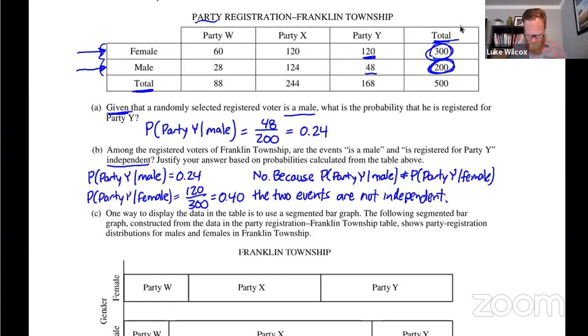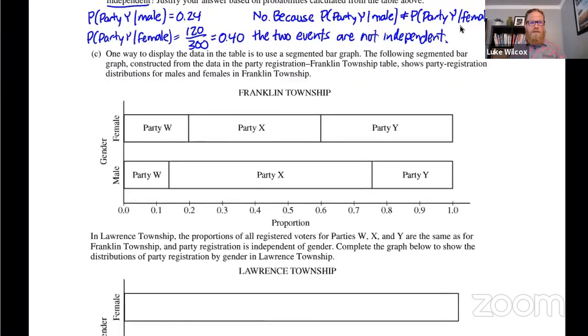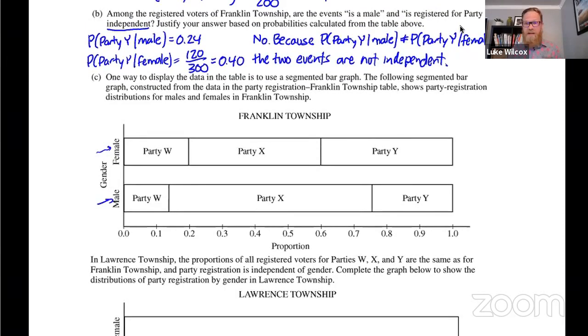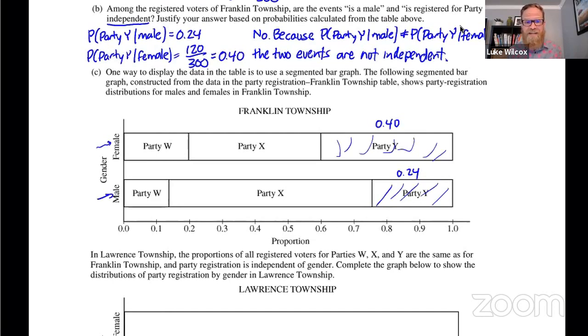Okay, so let's move on to part C here, and here's what it says. One way to display the data in the table is to use a segmented bar graph. The following segmented bar graph, constructed from the data in the party registration Franklin Township table, shows party registration distributions for males and females in Franklin Township. And so we see the distribution for females as well as the distribution for males. And I think I can see our calculations here. This party Y here is for the females, and that's the 40% that we calculated in part B. And then this is party Y for the males, and that's that probability that we calculated in part A. And because those two were not equal to each other, we said that those two events were not independent.